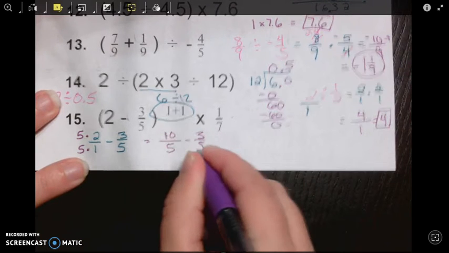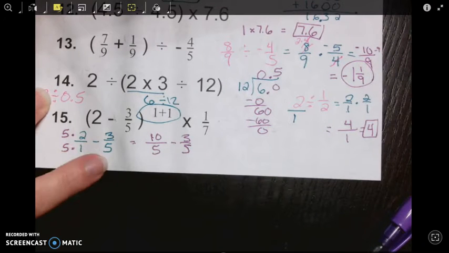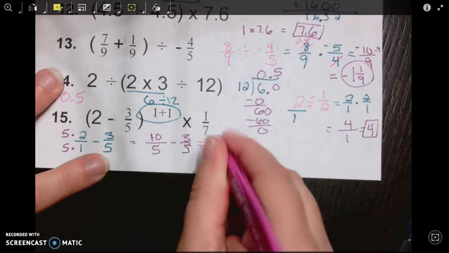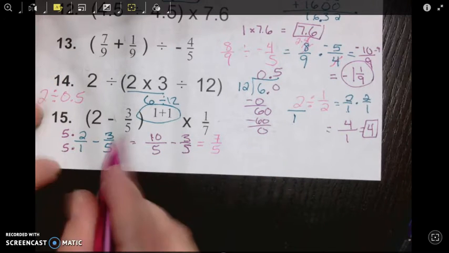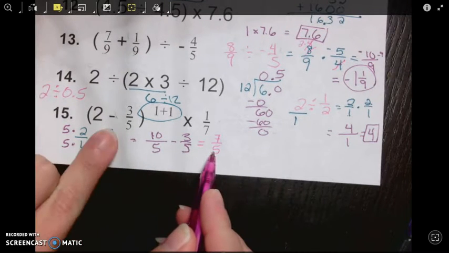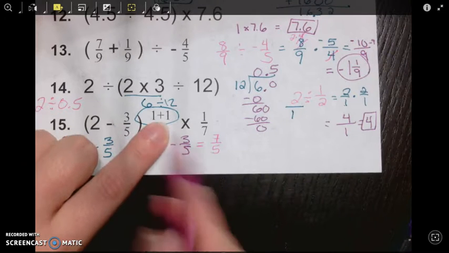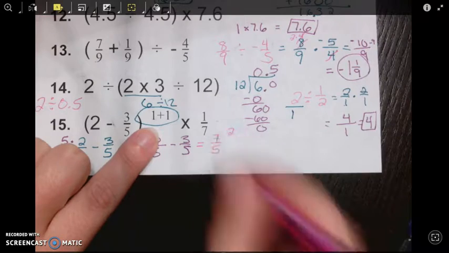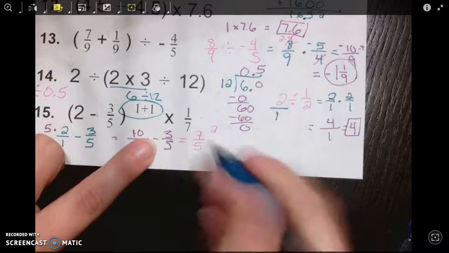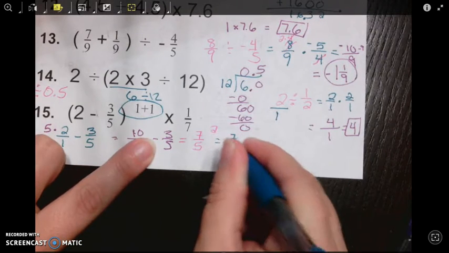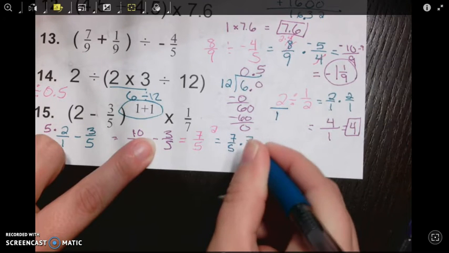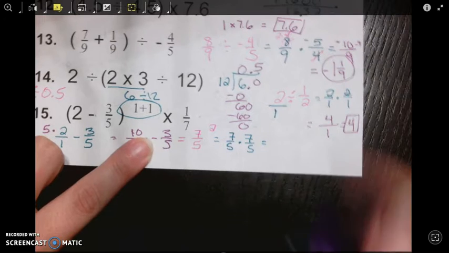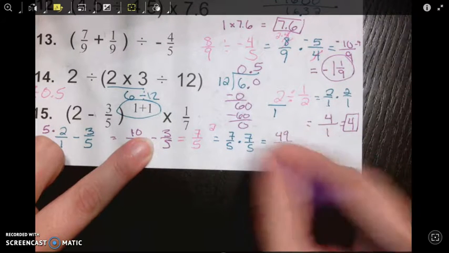Okay, now that we have a common denominator, we can subtract the top numbers here. 10 minus 3 is 7. So I get 7/5. Okay, so what's in the parentheses is 7/5. So after the parentheses is the exponents. But first I have to take 1 plus 1 to get 2. So this whole thing is now squared, which means that's 7/5 times 7/5. So multiply those. 7 times 7 is 49. 5 times 5 is 25.